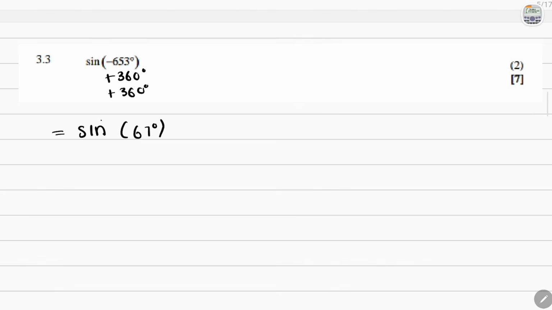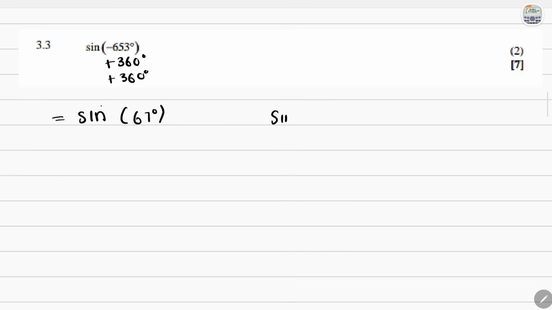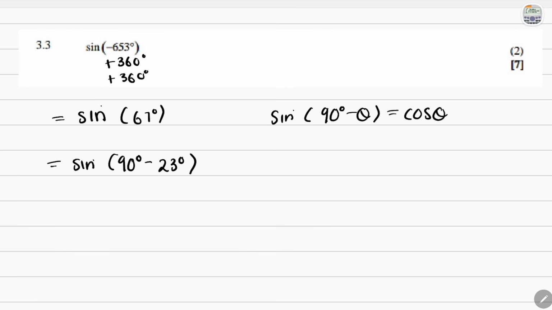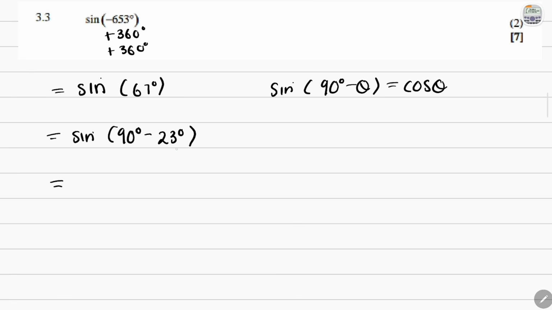away use cofunctions. So if you say sine of 90 degrees minus theta, this is equal to cos theta. So sine of 90 degrees minus what exactly would give you 67 degrees? That would be minus 23 degrees. And so this is equal to, we can just go ahead and use cofunctions. You see how we had that? And it's equal to cos theta. So this is equal to cos 23 degrees.